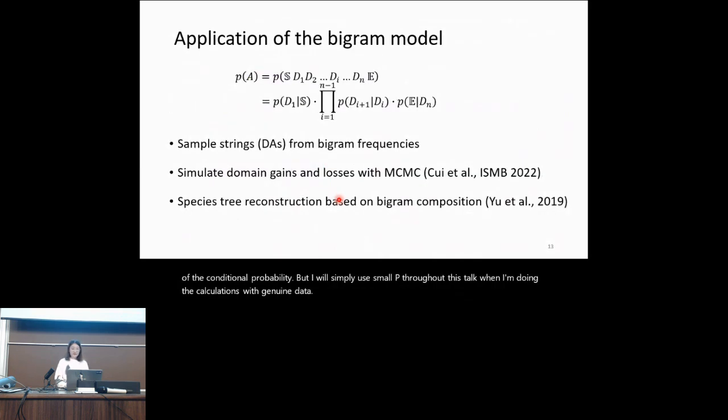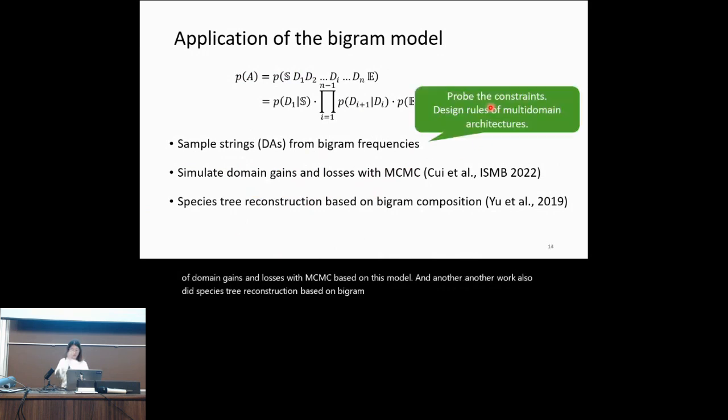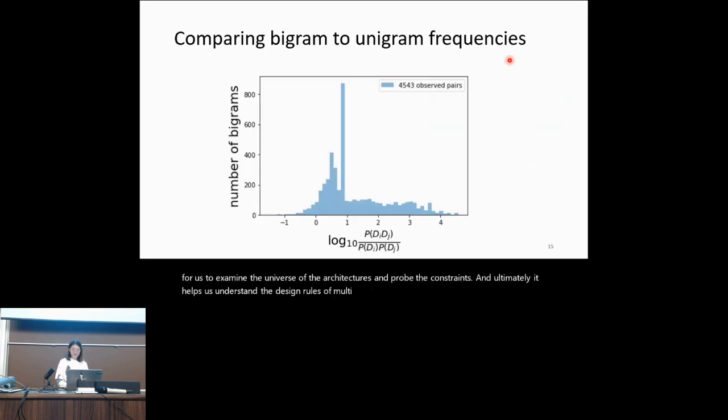Since the bigram model gives the probability of a domain architecture, we can use it to do a lot of things. We can sample strings from bigram frequencies, and we can simulate the dynamics of domain gains and losses with MCMC based on this model. Another work also did species tree reconstruction based on bigram composition. Thinking about domain architectures in terms of bigrams is a simple but very helpful way for us to examine the universe of domain architectures and probe the constraints. Ultimately, it helps us understand the design rules of multi-domain architectures.